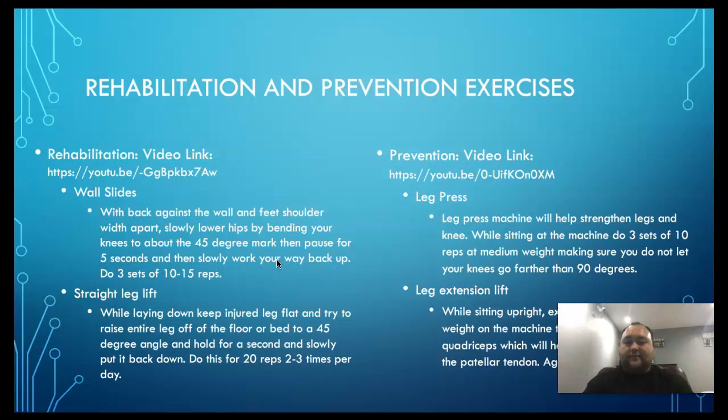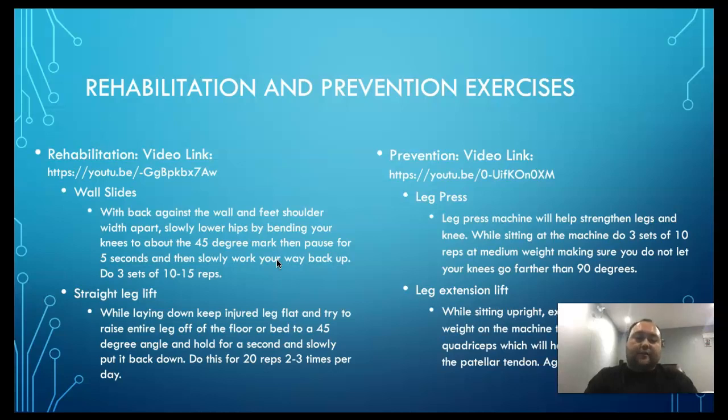To do this, I recommend about 3 sets of 10 to 15 reps per day to help strengthen up your knees. Another one is straight leg lifts. While lying down, you keep the injured leg flat and the other leg can be bent. You want to try to raise the entire leg off of the floor, or if you're laying on the bed, to a 45-degree angle. Hold it for a second or two. Slowly put it back down. You want to do this 20 reps, 2 to 3 times per day.